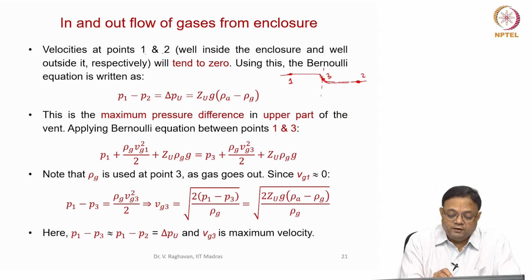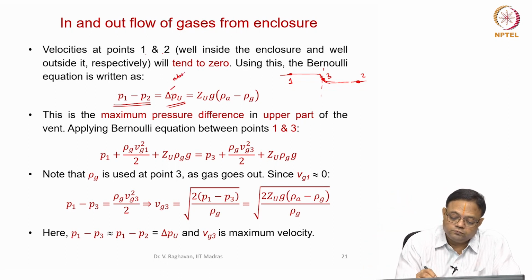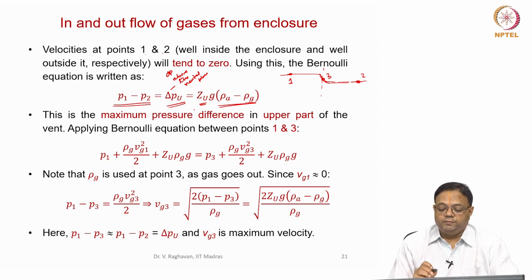So we can say the pressure difference between point 1 and point 2, P1 minus P2, will be equal to delta P in the upper zone, that is, delta P above the neutral plane. That will be equal to g Zu into (rho A minus rho G). Okay, g Zu into (rho A minus rho G).